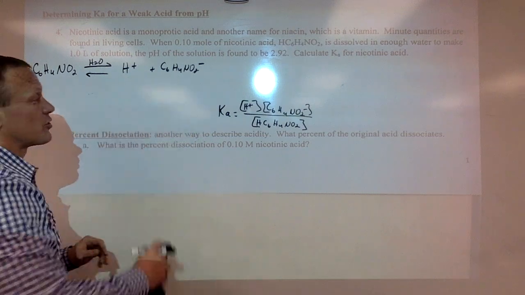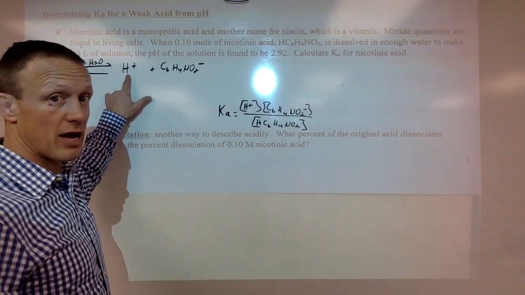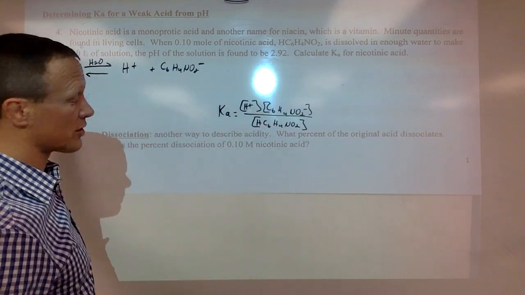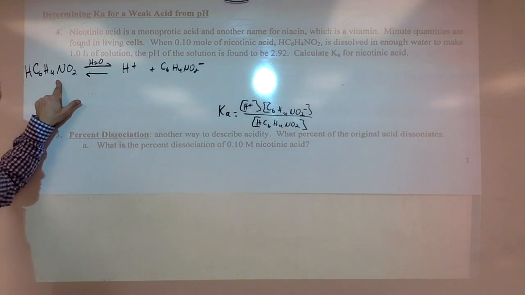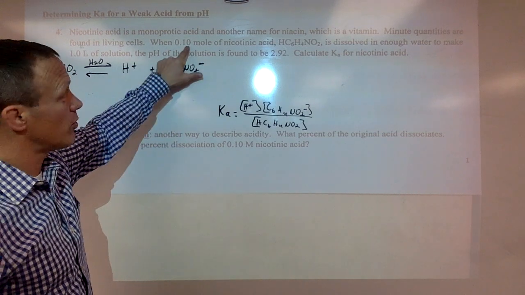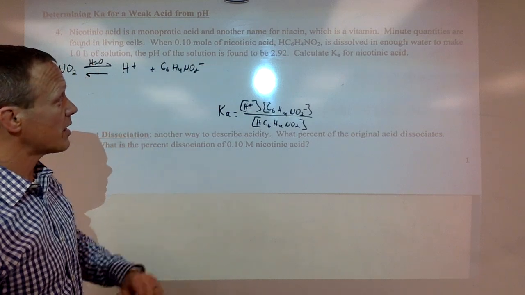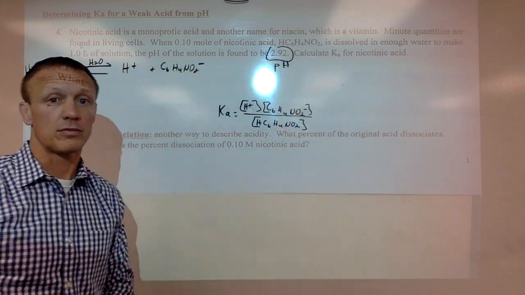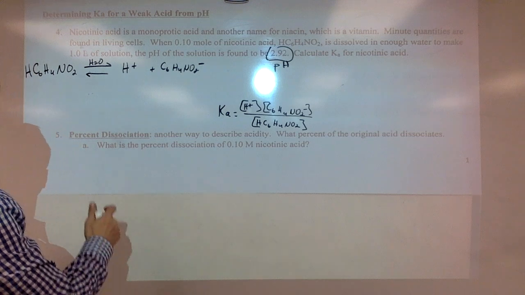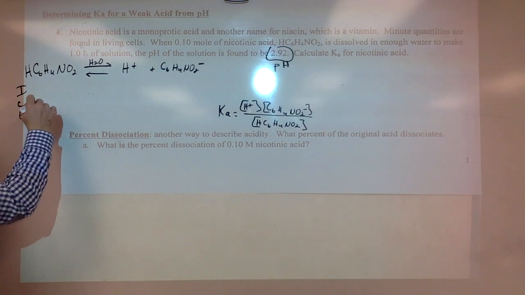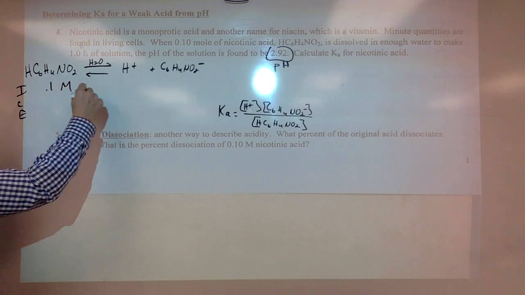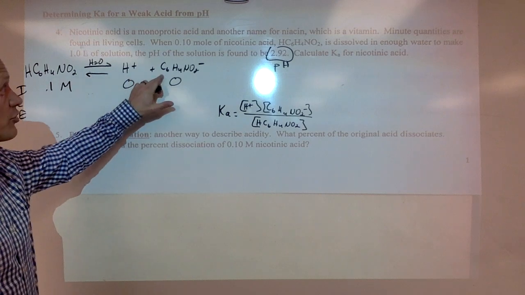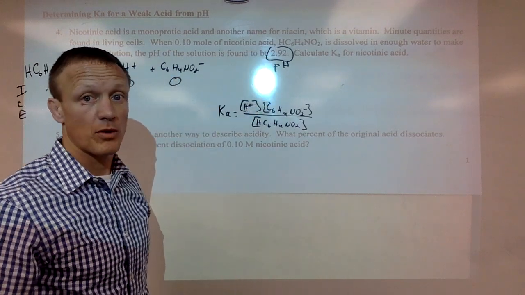So I'm going to erase this. Here's our K expression. So K would be the concentration of H plus ions times the concentration of the conjugate base, all over the concentration of our acid. So let me do a simple little ICE table. We have 0.1 mole dissolved in 1 liter of water, and it tells us the pH is 2.92 at that point in time. So once it's dissolved in there, if we do the simple ICE table and say initial, change, equilibrium, this is 0.1 molar, none of that, initially to start with. Once this dissolves, a little bit of it dissociates, and the pH is found to be 2.92.